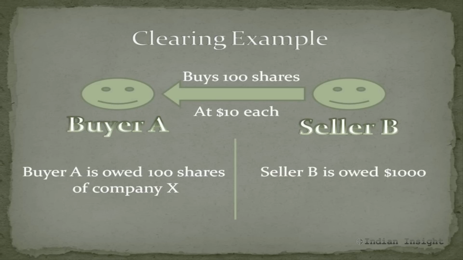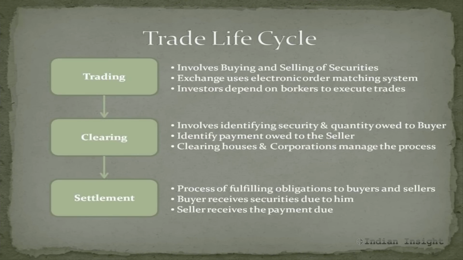Now if the buyer or the seller has performed multiple transactions, then the clearinghouse will identify all securities owed to them and the net payment owed to or owed by them. Clearinghouses or clearing corporations are independent entities who manage this entire process. Once the clearing process is complete, the next process is known as the settlement process.